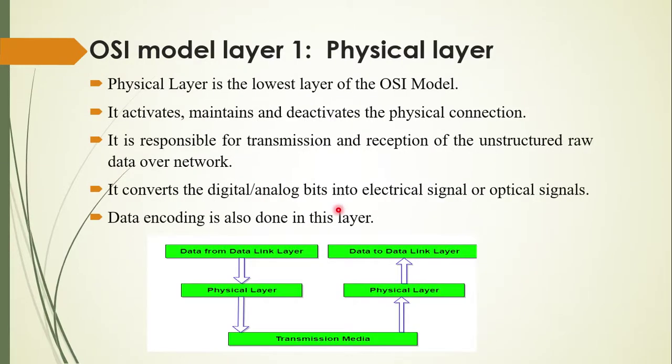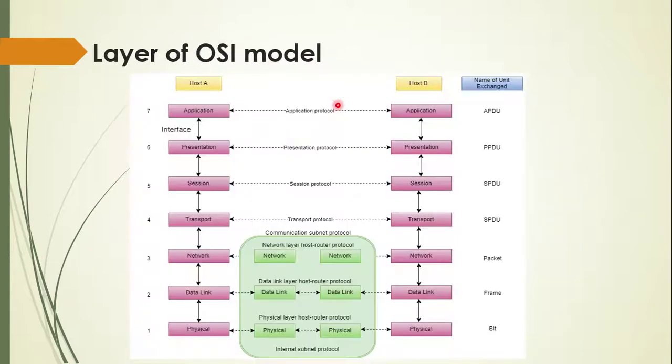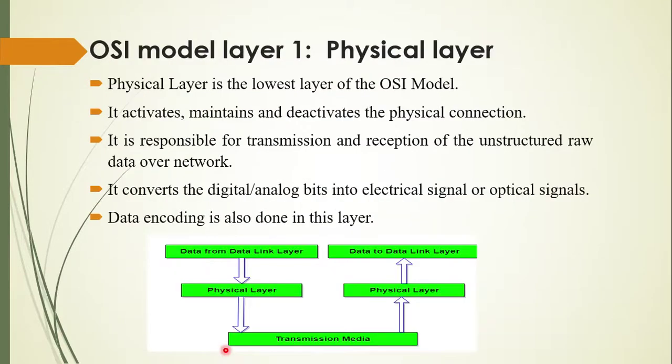Now OSI model layer 1, that is the physical layer. The physical layer is the lowest layer of the OSI model, as I have explained over here. It activates, maintains and deactivates the physical connection. It is responsible for transmission and reception of unstructured raw data over the network, and data are in bit format, 0 and 1. It converts the digital and logical bits into electrical signals or optical signals. Data encoding is also done at this layer.